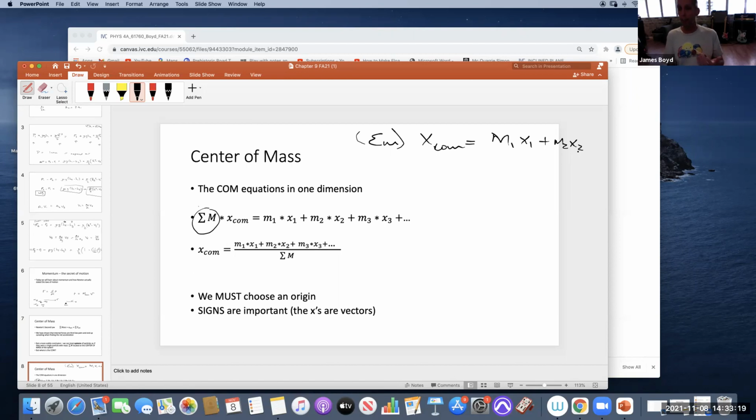Now you can see from this, we have to choose an origin. We actually technically should rewrite this as x minus x naught for each term, because we have to have an origin. We, as physicists, are kind of lazy. We leave off that minus x naught and just imply that you're measuring from some origin. So how does this work in real life?